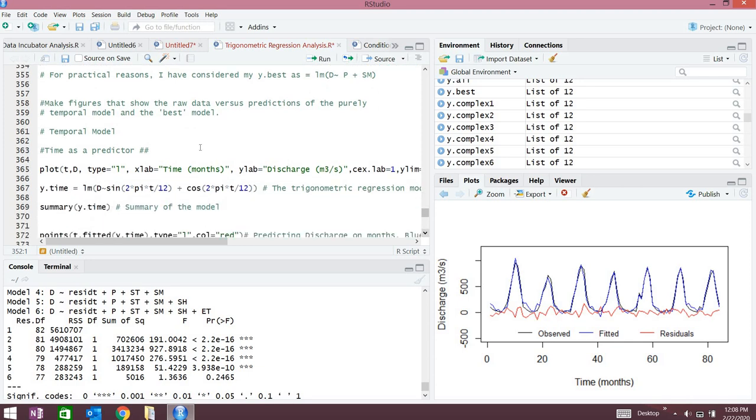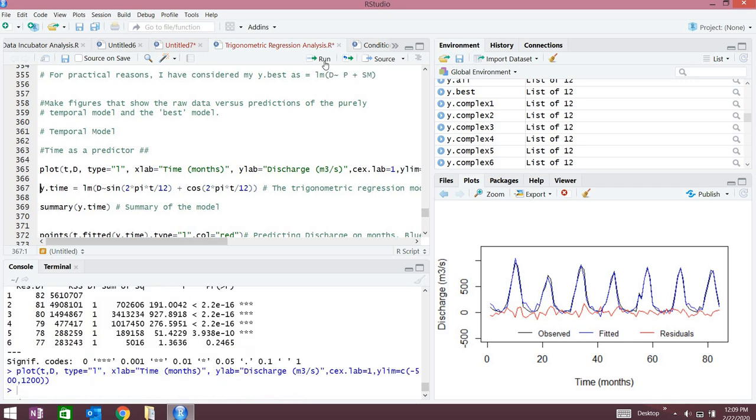So first, for practical reasons, I made that decision. So we now need to make figures to show the raw data versus predictions of the purely temporal model and the best model. The purely temporal model is this plot. It's the same plot, it doesn't change. So we have discharge versus time.